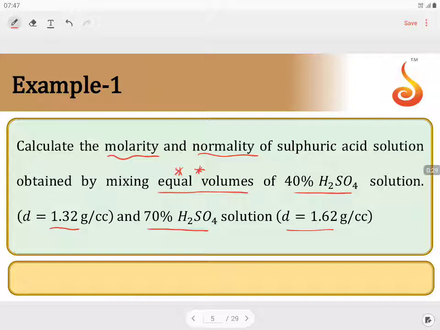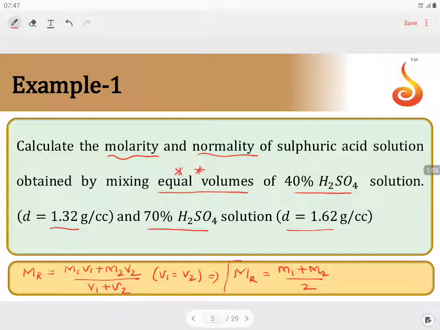So let us take the volume of each of the two solutions as V. When two solutions are mixed to each other, the resultant molarity is given by (M1V1 + M2V2) / (V1 + V2). Since here V1 is equal to V2, M resultant will become equal to (M1 + M2) / 2.